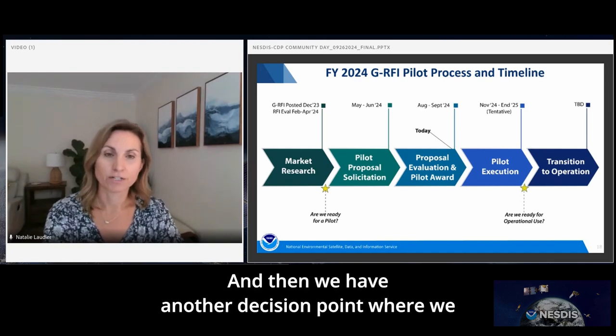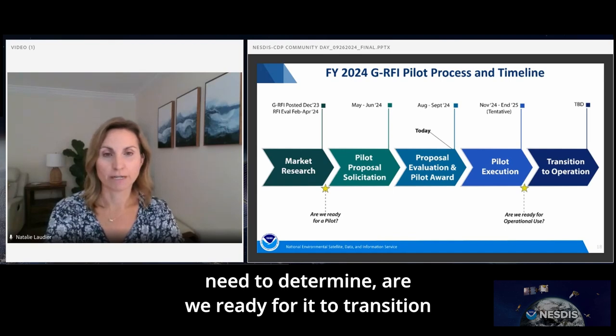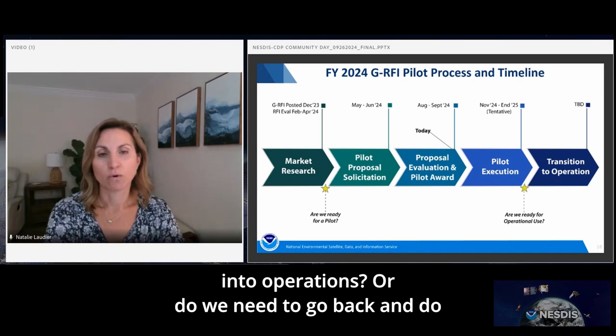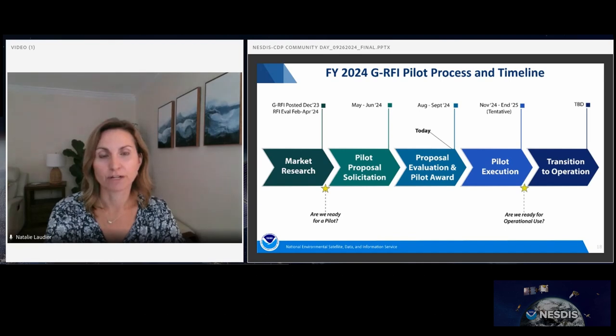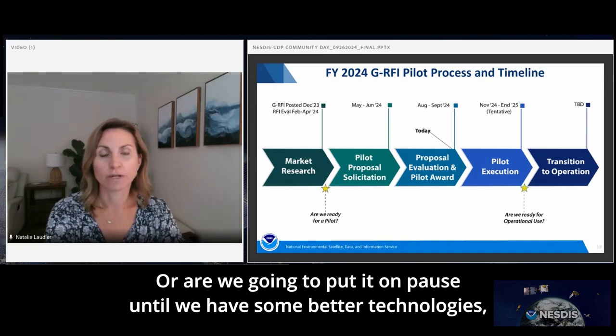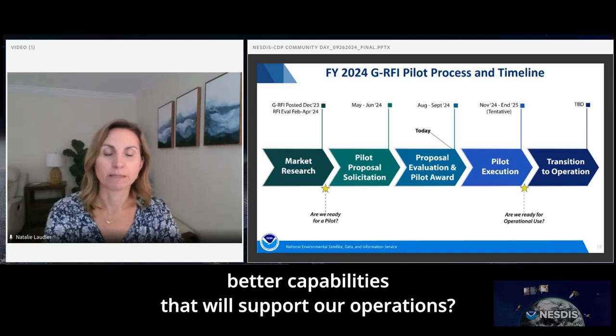And then we have another decision point where we need to determine, are we ready to transition it to operations? Or do we need to go back and do another pilot to continue improving capabilities? Or are we going to put it on pause until we have some better technologies, better capabilities that will support our operations?